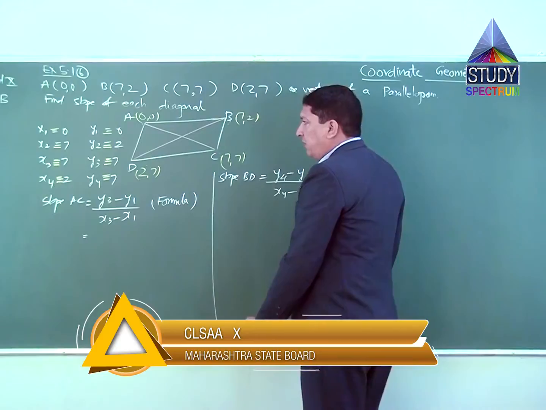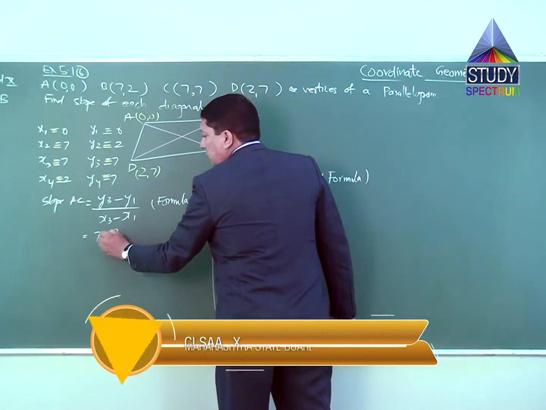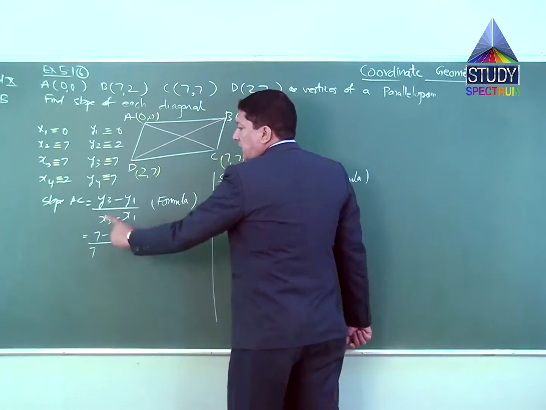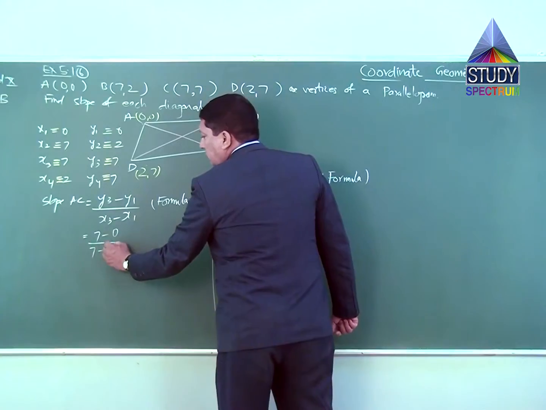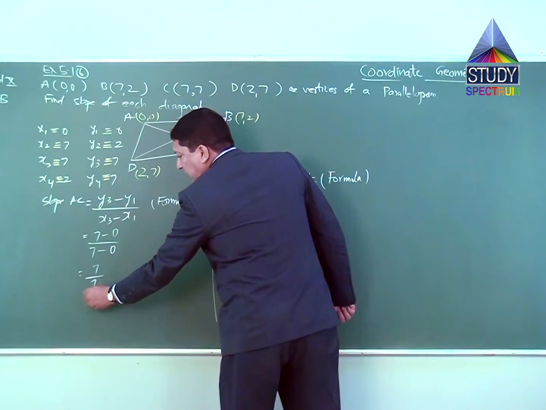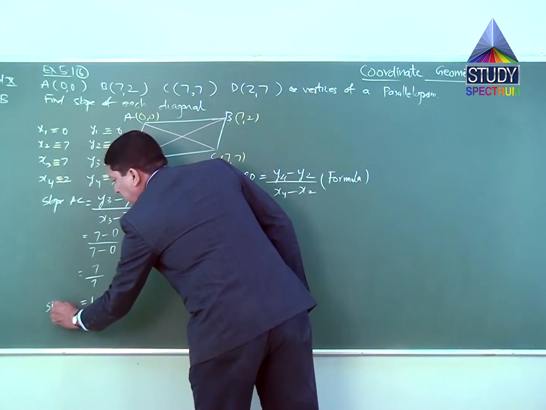We put the values now. y3 is 7, y1 is 0, x3 is 7, x1 is 0. 7 minus 0 is 7, 7 minus 0 is again 7, gives you 1. This is your slope AC.